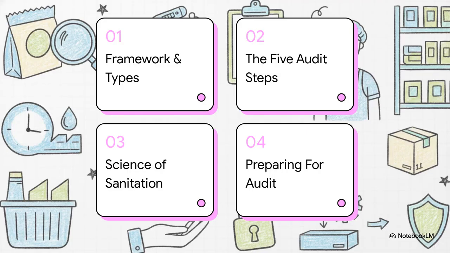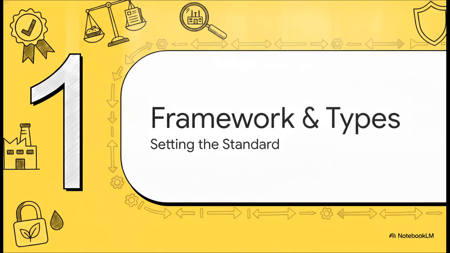All right, now that we understand those terrifying risks, let's lay out our roadmap for today's explainer. First, framework and types. Second, the 5 audit steps. Third, the science of sanitation. And finally, number 4, preparing for the audit. Let's get into it. Starting off with Section 1, Framework and Types.